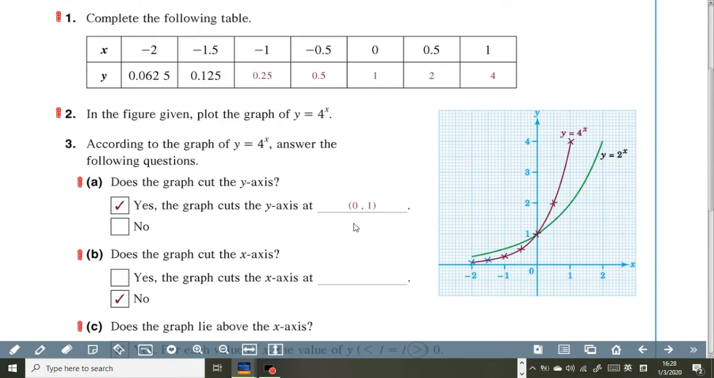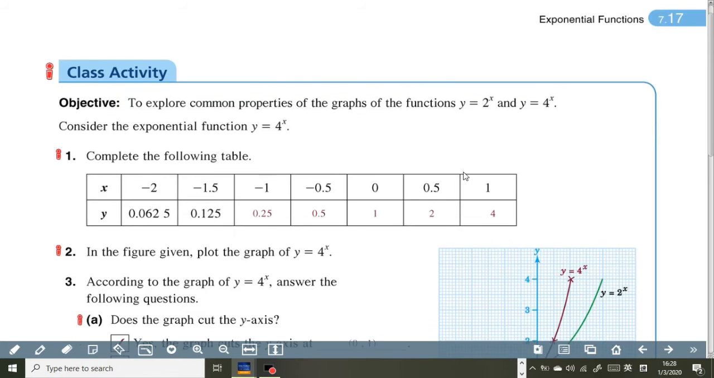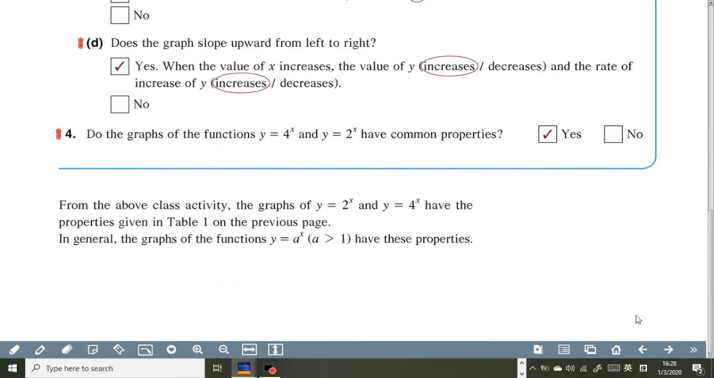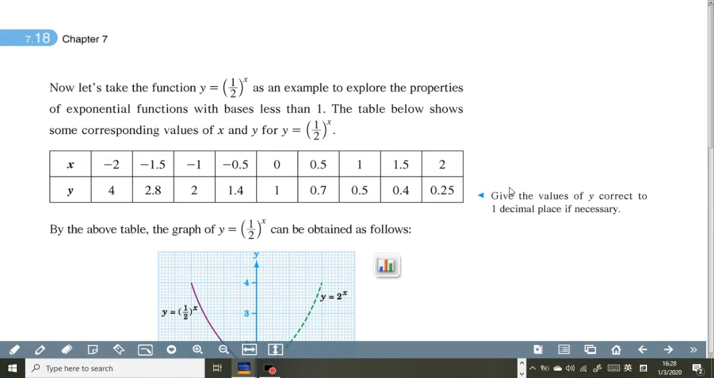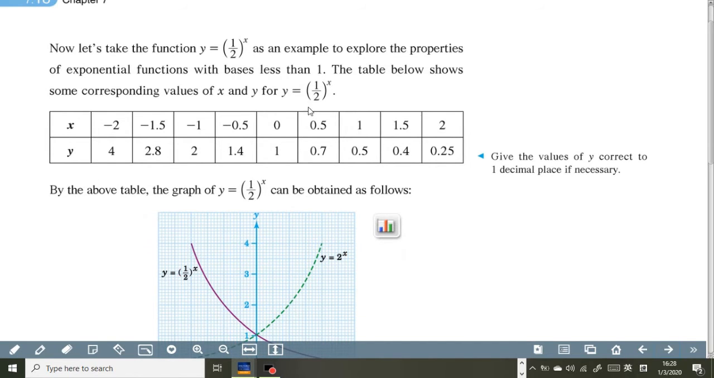Now we just considered numbers 2 and 4. Both of them are positive, greater than 1. But if the number is less than 1, what will happen? We will see on the next page. When we consider y equal to 1 over 2 to the power x, we plot the graph. If you compare this table with y equal to 2 to the power x, they are flipped around. That means it is symmetric.